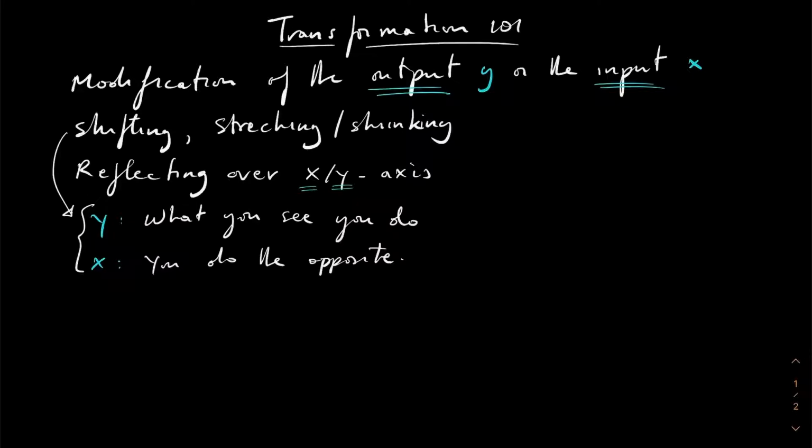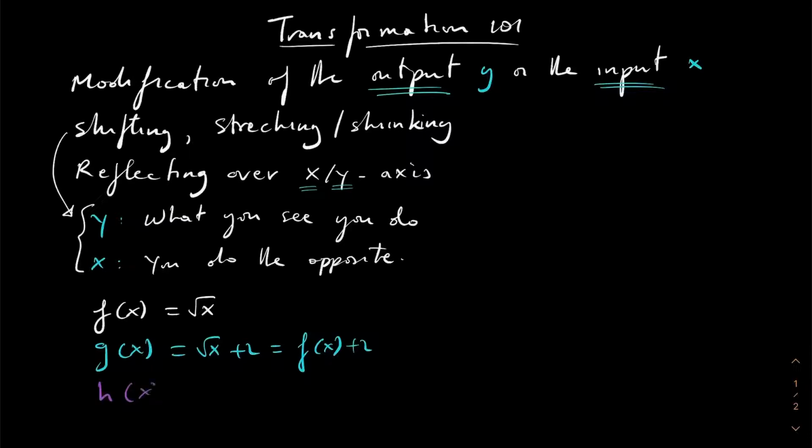Let me give you some examples so you can see this in action. The first thing I will show you here is what happens when you are shifting the output y. My basic function here that I'm going to consider is the function f of x equals the square root of x. And then I'm going to have two other functions here. g of x equals the square root of x plus 2, i.e. we're just adding 2 to the original function. And then the next one is h of x equals the square root of x minus 1, i.e. we're just subtracting 1 from the original function.